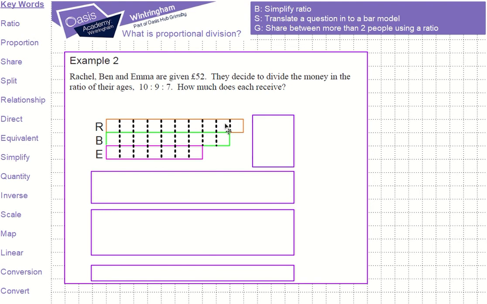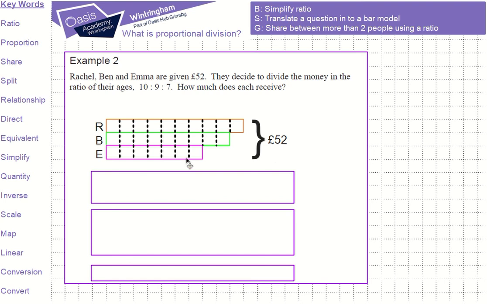So I've got my bars, I've got my names. The last part that I need to write on is my total, £52. So all of this added together is 52.